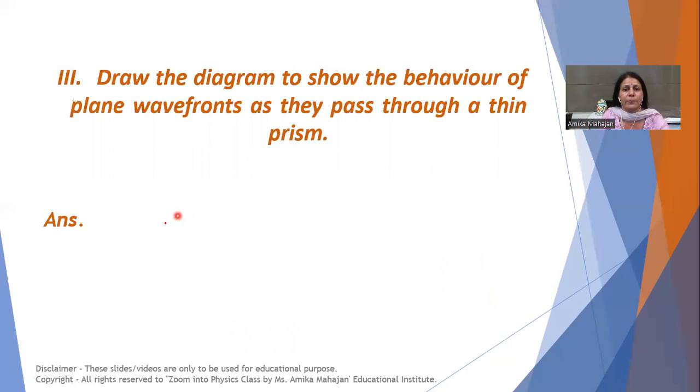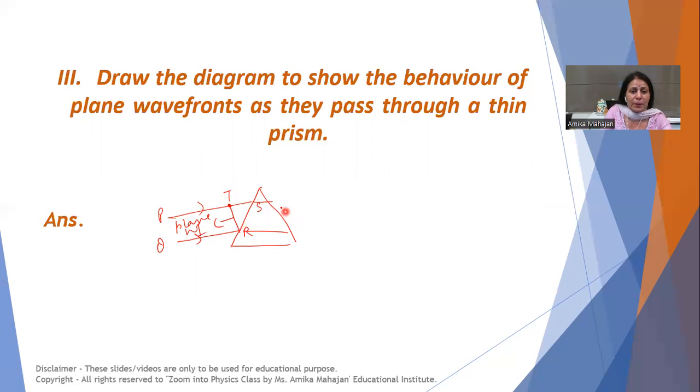Now for third, draw the diagram to show the behavior of plane wavefronts as they pass through a thin prism. So I draw the prism. Two rays I am taking to be incident on this prism, P ray and Q ray. Now what I do? I take segment equal to QR on PS. Mark the point here. I will join this R with P. This will be the plane wavefront incident on prism. So there will be dispersion. This will be the path of the ray. Rays coming out from the prism.